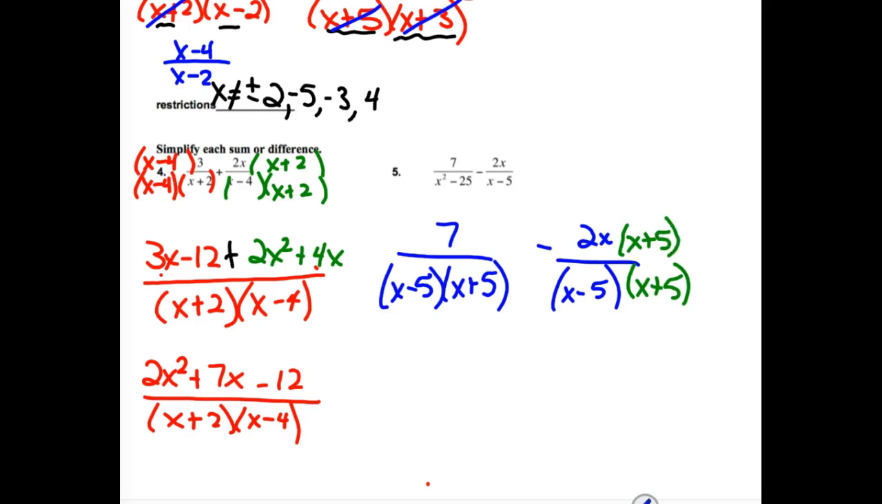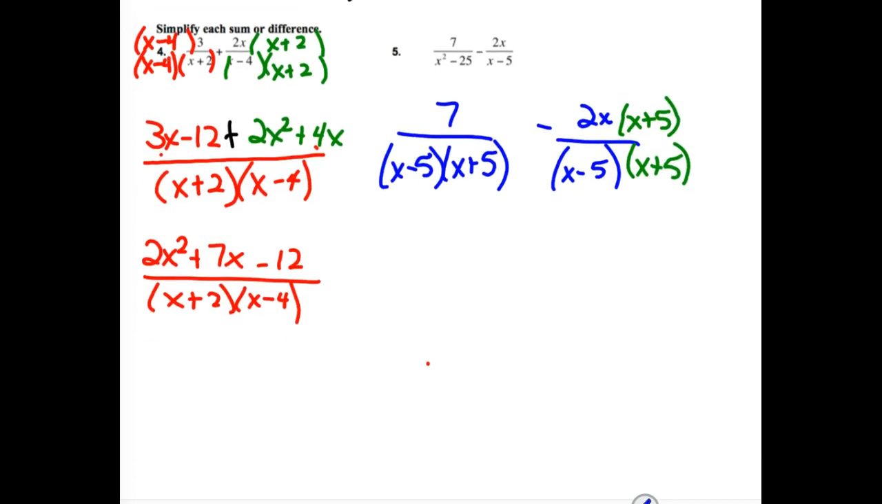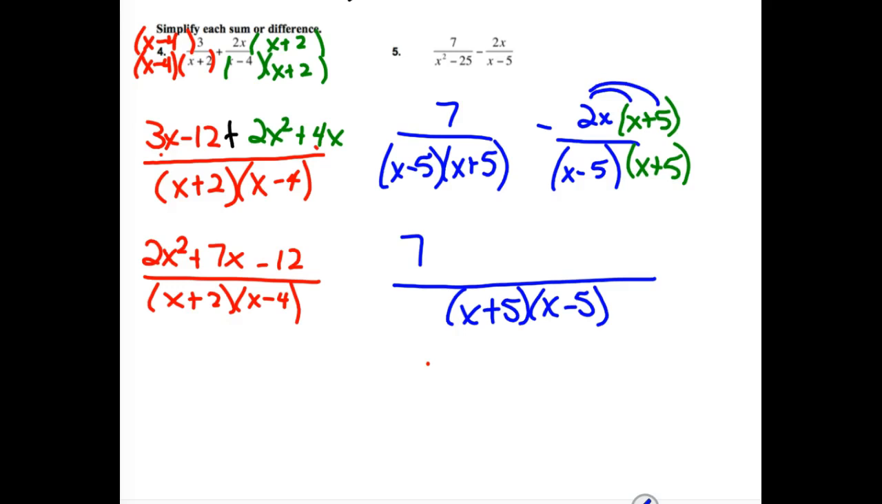All right. Multiplying through. We now have a common denominator of x plus 5 and x minus 5. I didn't have to do anything to the first fraction, so it's still a plain 7. The second fraction's numerator becomes what? Two x times x, 2x squared, and 2x times 5, 10x. But I'm subtracting all of that, correct?